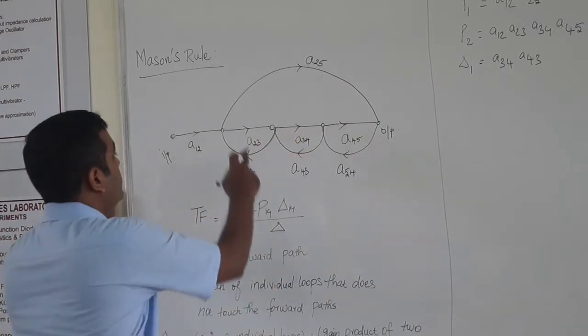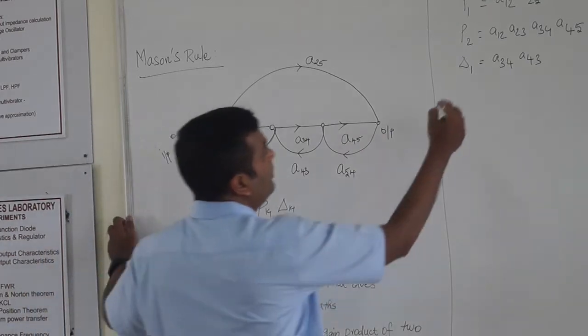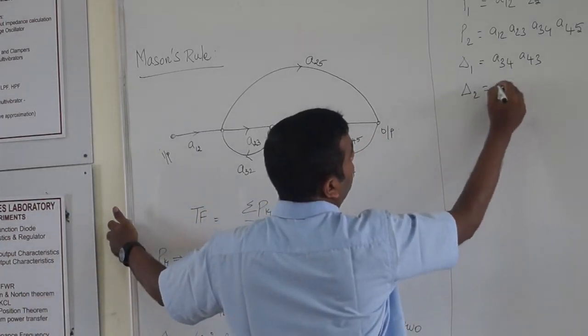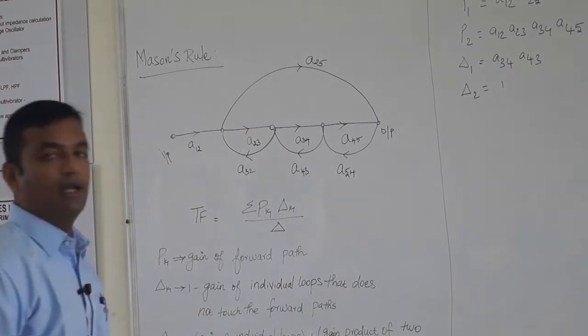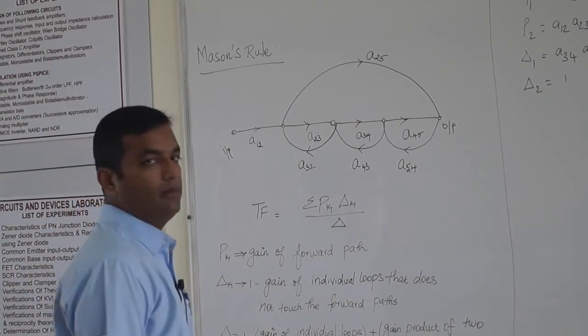Am I right? See, this loop is touching this forward path, this loop is touching this forward path, this loop is touching this forward path. So del 2 will be 1. So we are done with the numerator. Now let's go to the denominator.